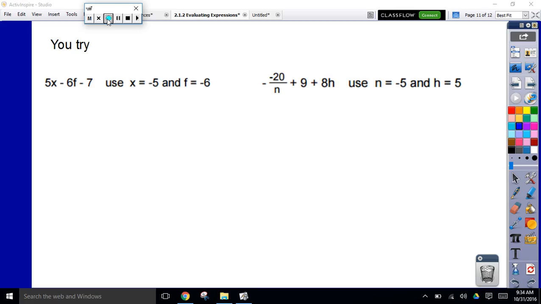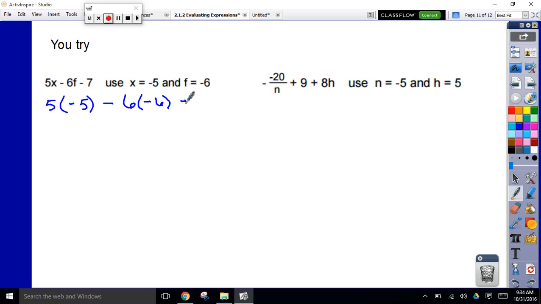So the first thing I'm going to do is rewrite the problem with these numbers inside. So 5 times x is 5 times negative 5 minus. Some of you neglected to bring down your operation sign, so you didn't put a minus sign here, and then you ended up multiplying everything together and got really big numbers. Minus 6 times f, and f is negative 6. Put a line in there. Okay?